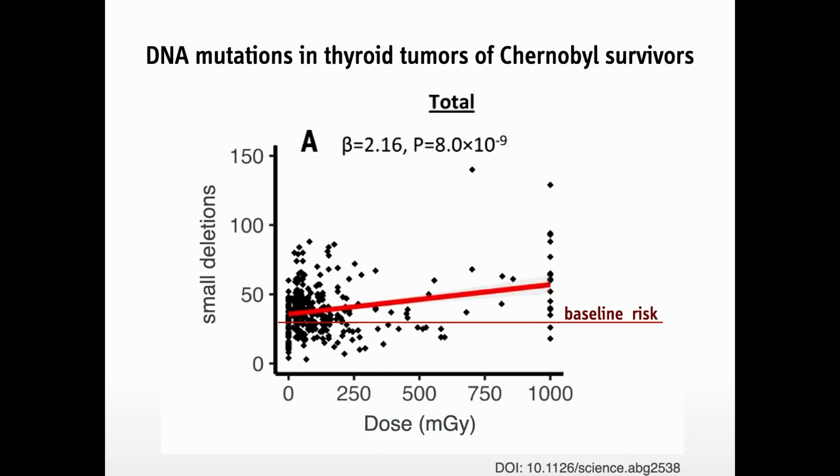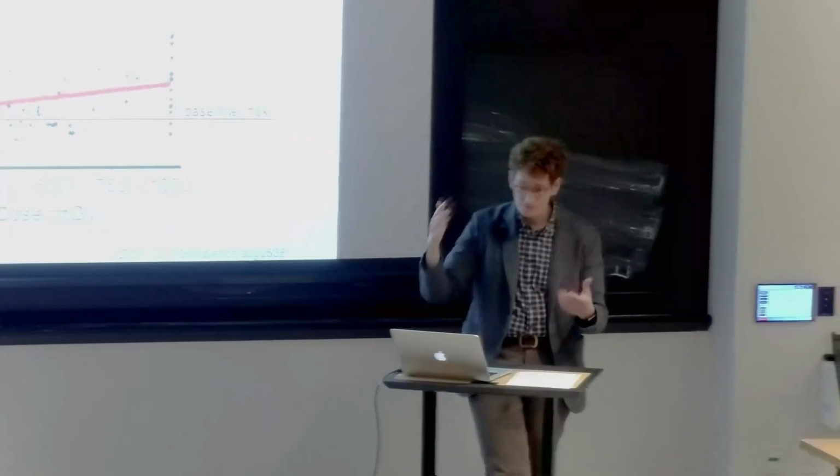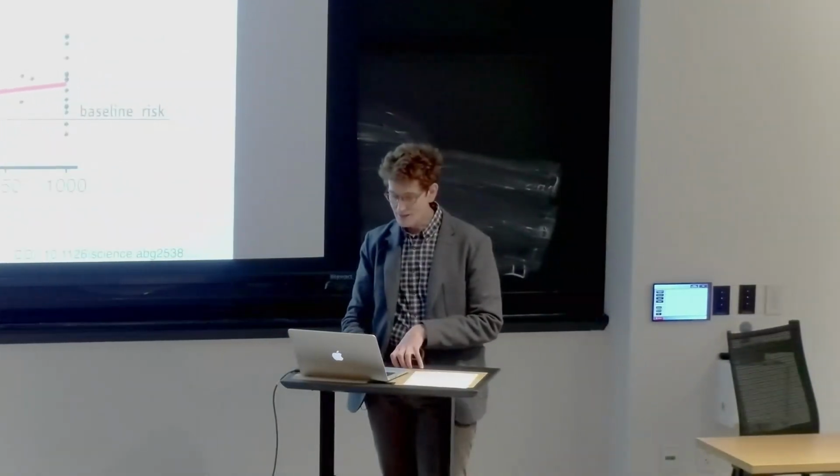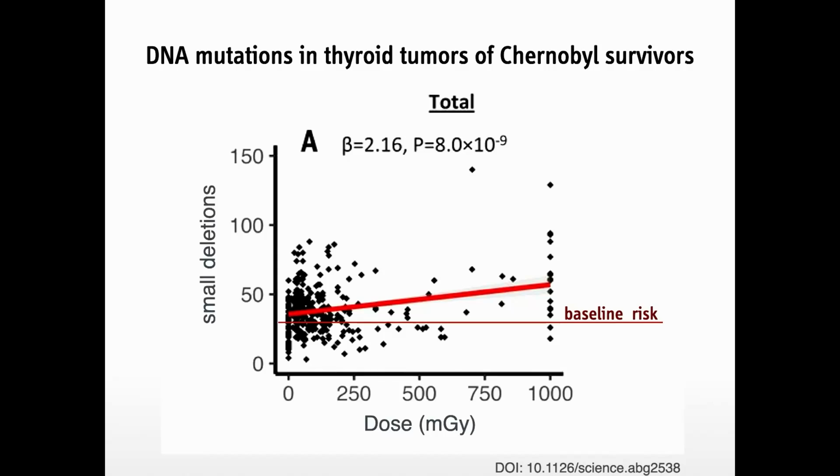We can draw a straight line, and we can call this the baseline risk of a mutation. This is like the baseline risk of cancer, if you will. It's just a different measure. And then we can look at what the effect is after that.